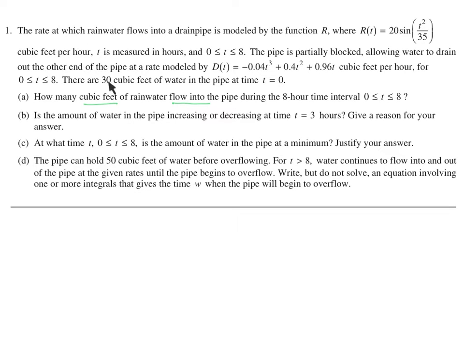Do I care about this 30? No, that doesn't affect how much has come in. That just tells you how much was there to start with. So we don't care about the 30, and we don't care about the D. We just care about this function. And on that function, we are trying to create an integral. So we have an integral from 0 to 8, correct? Isn't that the time frame? And aren't we going to integrate the rate function, which is R of t? Don't forget dt. Won't that give us the amount of water that's flowed in? The amount of change that's happened.